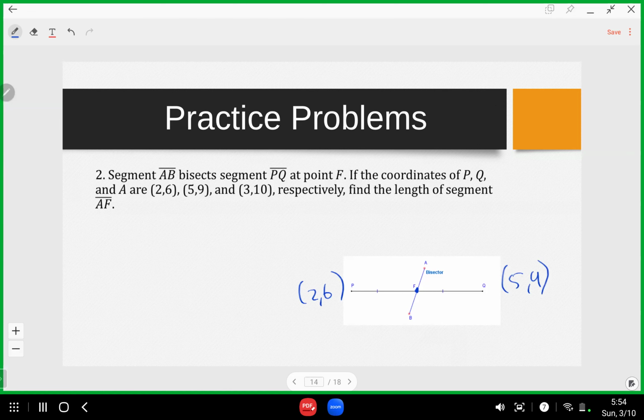So let me see. What else do we know? 3 times. Okay. So this is where you have to use both of your formulas.